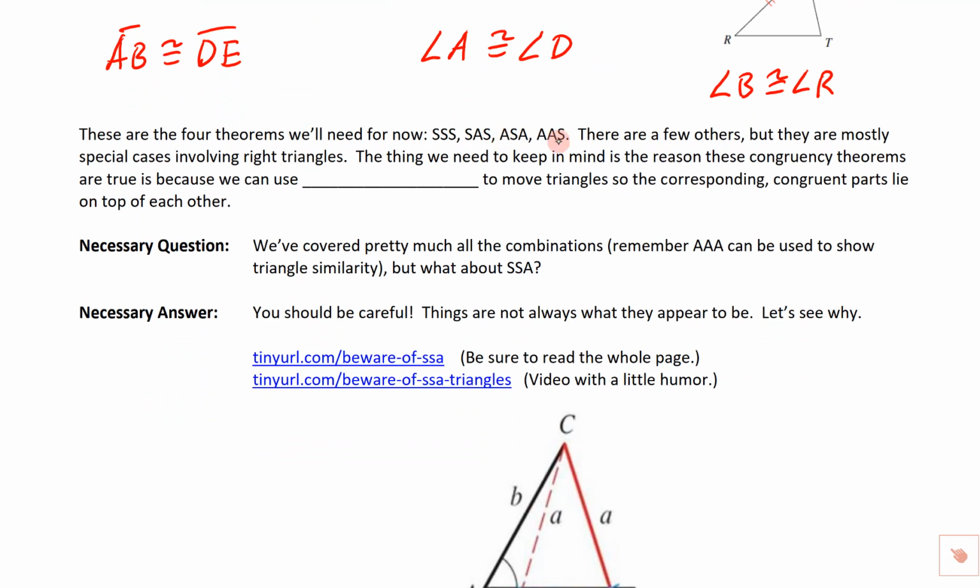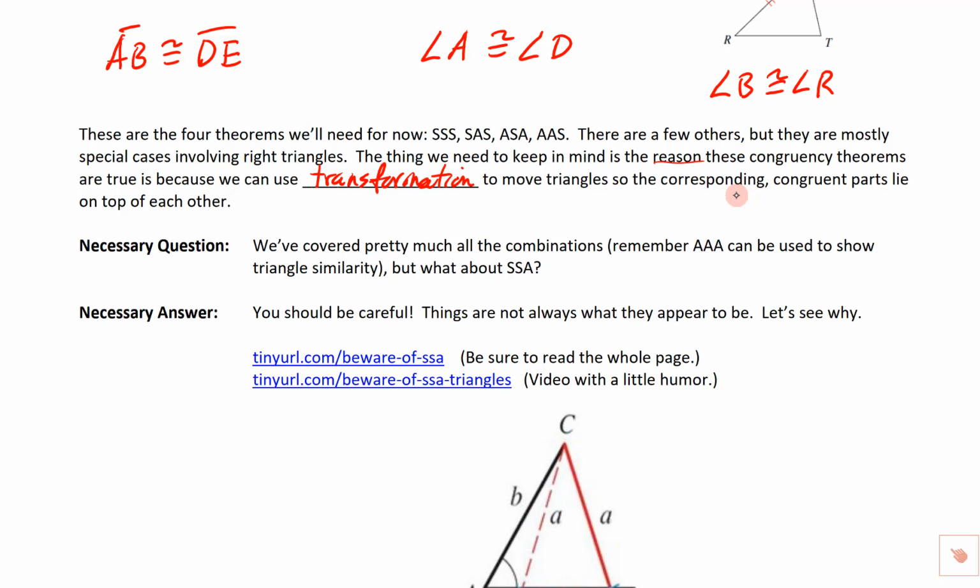There are some others, but they mostly include special cases like right triangles that have hypotenuses and legs. The thing we really need to keep in mind is the reason that these congruence theorems are true. And the reason it's true is because we can use transformations to make it so one triangle lines up with all the corresponding congruent parts. They're right on top of each other.